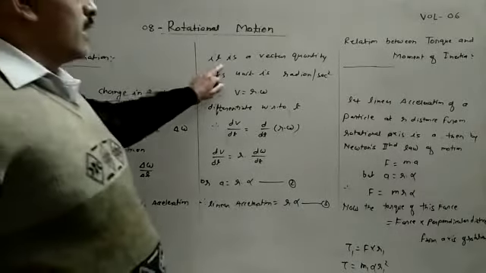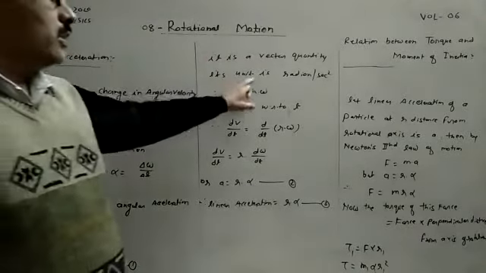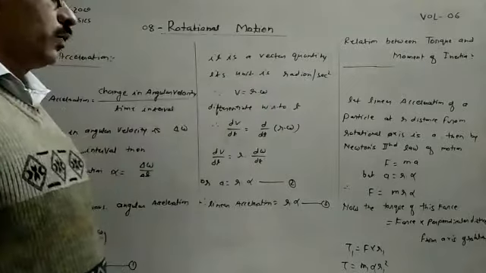Okay, it is a vector quantity. Angular acceleration is a vector quantity. Its unit is radian per second square.